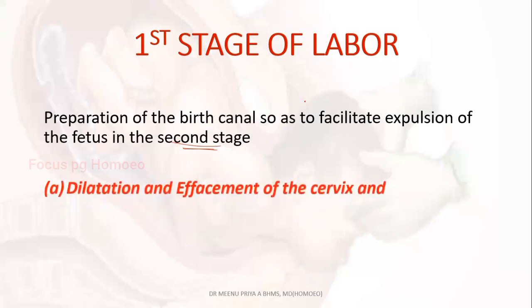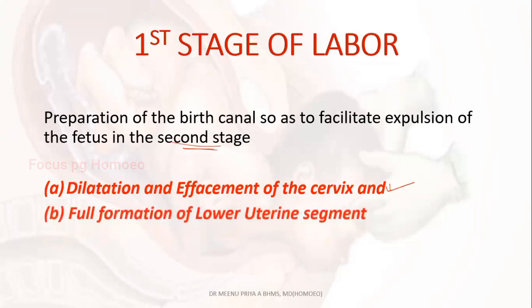What are the 2 important mechanisms that happen so that there is smooth expulsion of the fetus? First is dilatation and effacement of the cervix. If the cervix is not effaced or not dilated, it goes into complication. So it is a very necessary step for the smooth delivery of the fetus. And next is full formation of the lower uterine segment. Very, very important step, because if the lower uterine segment is not formed, then the expulsion becomes difficult.